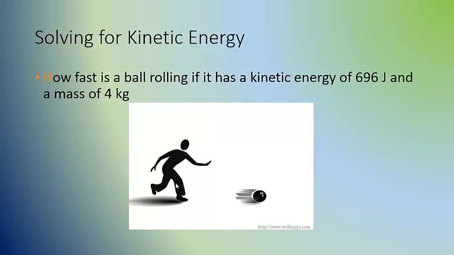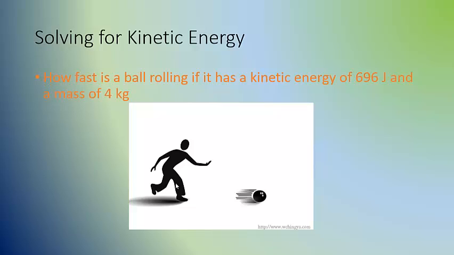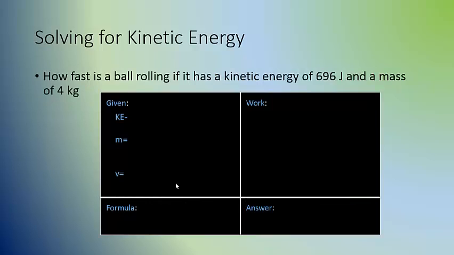So how fast is a ball rolling if it has a kinetic energy of 696 joules and a mass of 4 kilograms? So we got a kinetic energy level and a mass. So now that we got our information, we can now draw our box and write down our givens, our KE, our mass, and our velocity. As you can see, we're not including the 1/2 in our givens because 1/2 is always going to be there.